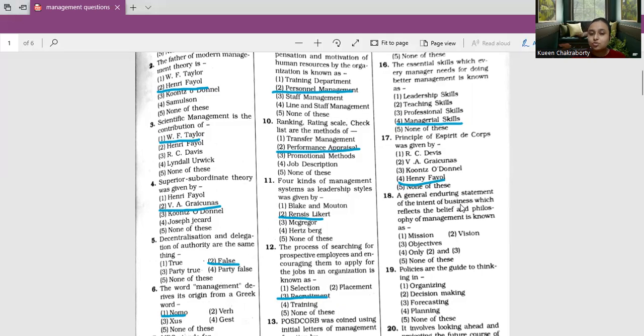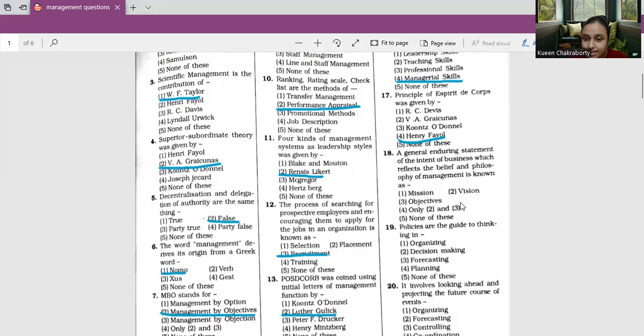So the correct answer to question number 17 is option 4, which is Henry Fayol. Next, moving on to question number 18. A general enduring statement of the intent of business, which reflects the belief and philosophy of management, is known as: mission, vision, objective, only 1 and 2, only 2 and 3, or none of these.